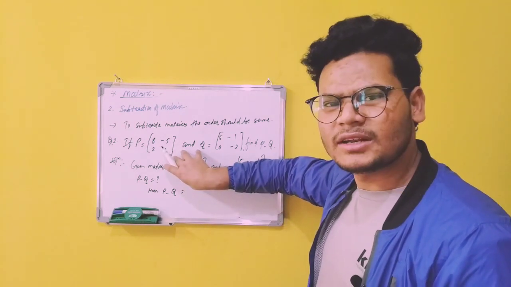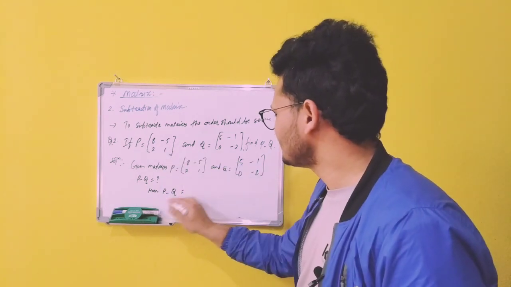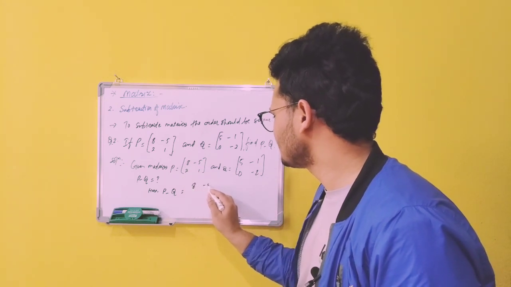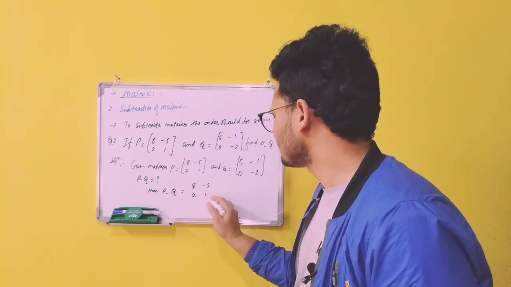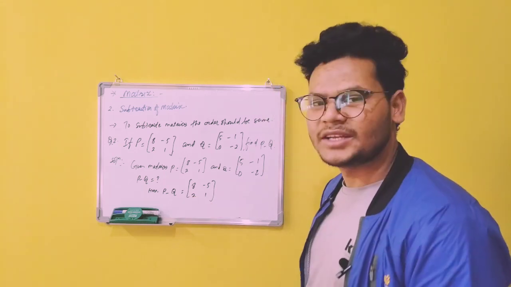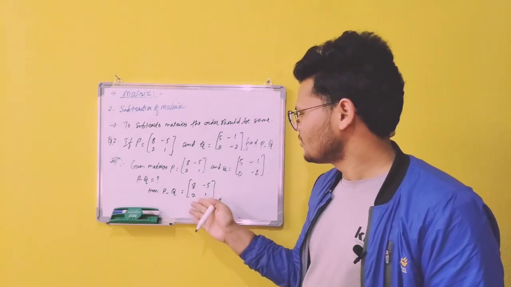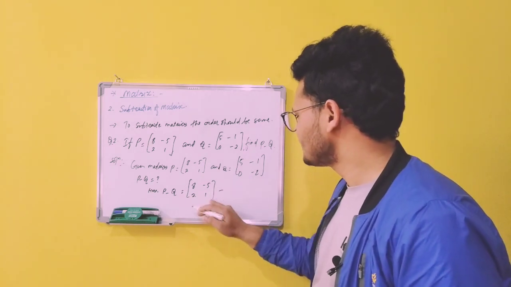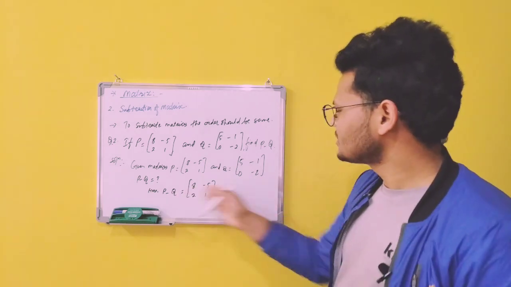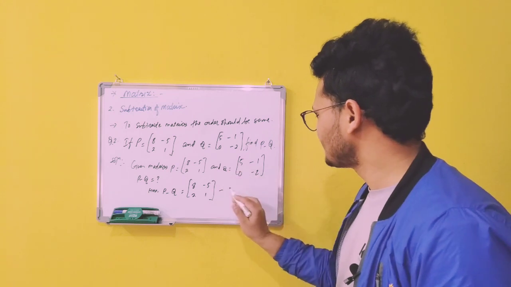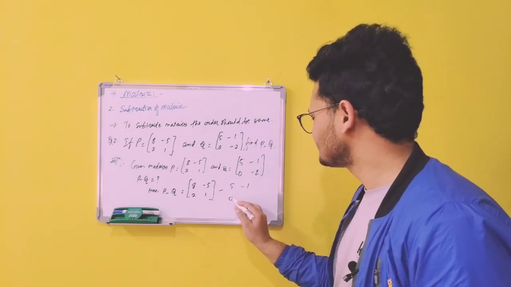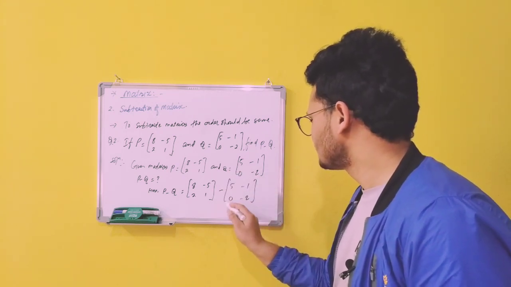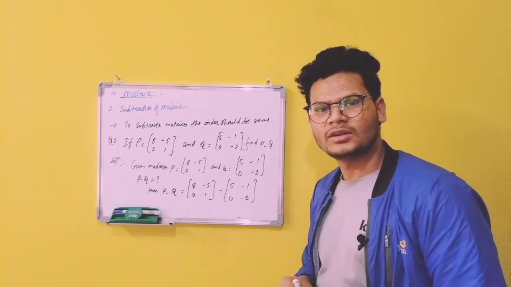Substitute the given values. Whatever the value of P, you just copy that one. 8 minus 5, 2, 1. First one matrix, instead of P we wrote the elements of matrix P. Okay, minus sign is there, so write here minus sign, and whatever the given value Q, just you need to write that one. 5 minus 1, 0 minus 2, right?